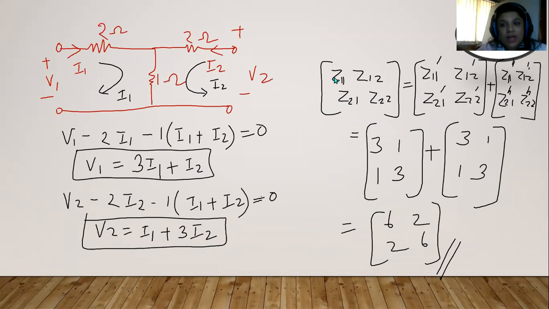That is, Z in terms of Y, Z in terms of ABCD, Z in terms of hybrid, then Y in terms of Z, Y in terms of ABCD, Y in terms of hybrid, then ABCD in terms of Z, ABCD in terms of Y. So there is going to be a lot of formulas in that particular part where you will have to learn it by heart. So that will bring us to the end of this chapter.